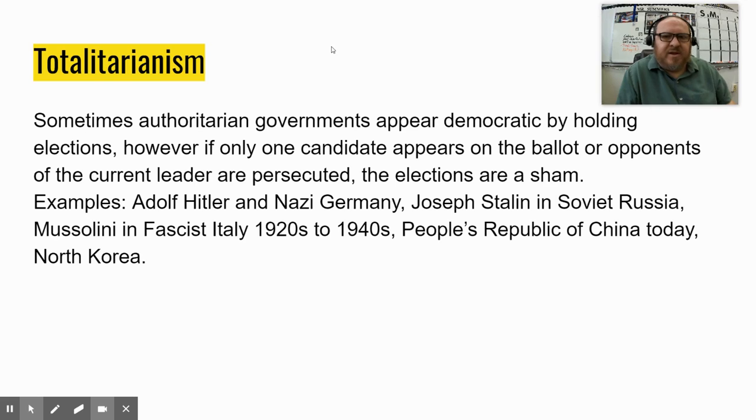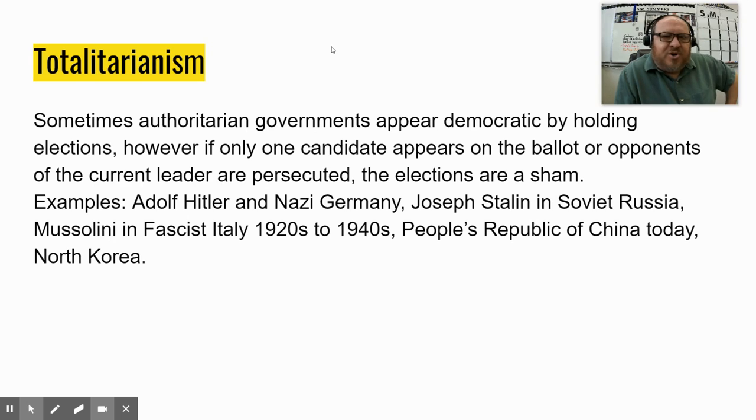Okay? These kinds of governments can sometimes appear democratic. They'll hold elections. But when you have an election with only one person on the ballot, is that really an election? Or even if there is more than one name on the ballot, that opponent suddenly disappears right before the election or gets sick or dies. Then that's not an election. That's a sham. That's fake, and not democratic at all.